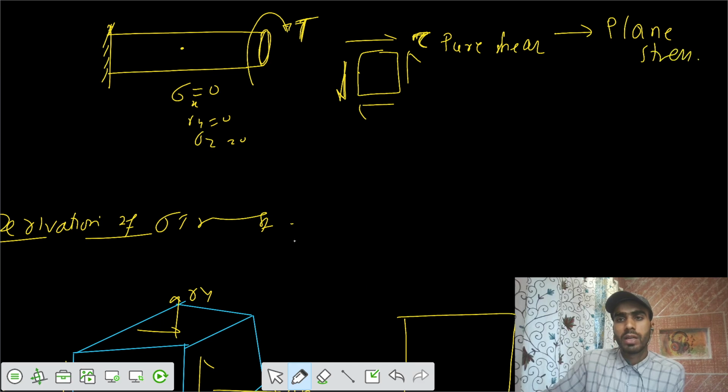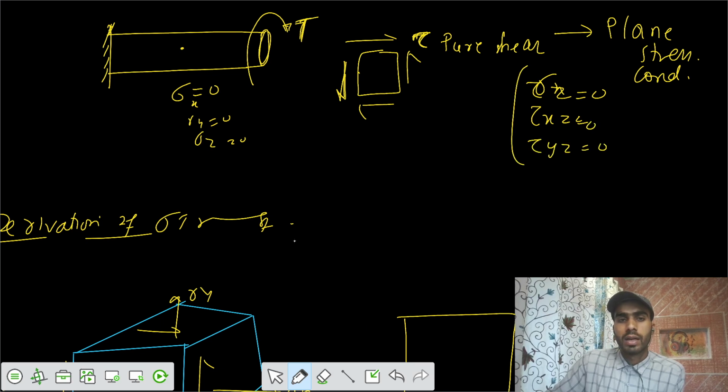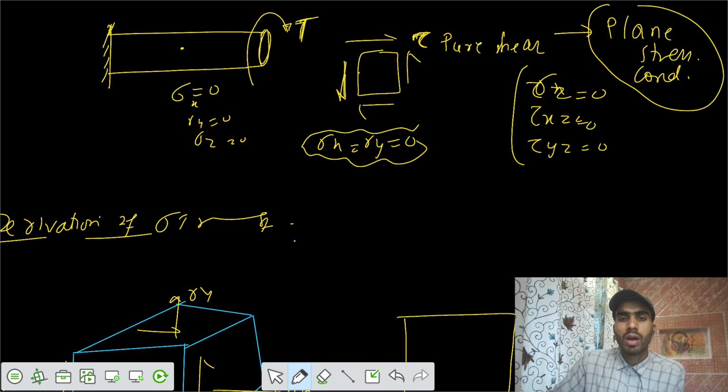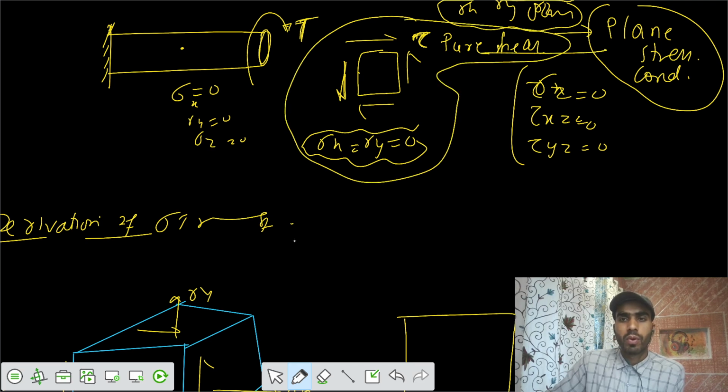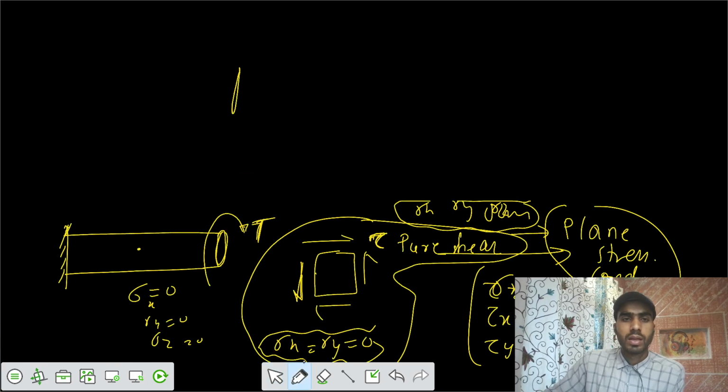Why is it a plane stress condition? Because sigma z is 0, tau xz is 0, and tau yz is 0. Apart from that, your sigma x and sigma y are also 0, but that's not our issue here. We can say it's a plane stress condition because sigma x, sigma y, and tau xy can be 0 or they can be non-zero. This is your pure shear, and that pure shear case is also a plane stress condition. Similarly, you can have a simple tensile load applied on a bar in the universal testing machine.